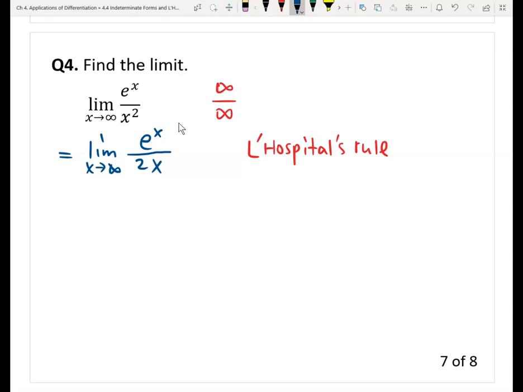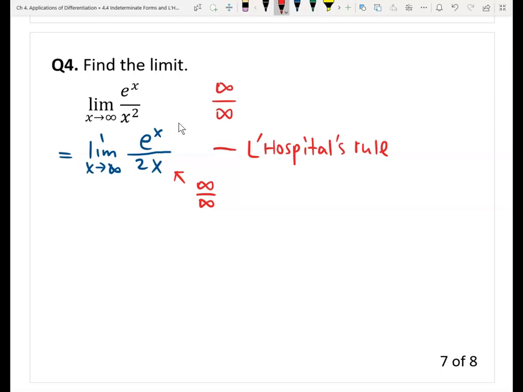No. Why? Let's check this fraction again. See, the numerator still goes up to infinity. How about the denominator? 2x still goes up to infinity. What does it mean? So we still have an indeterminate form. Okay, what can we do? We can use L'Hopital's rule a second time, right? So let me show here.